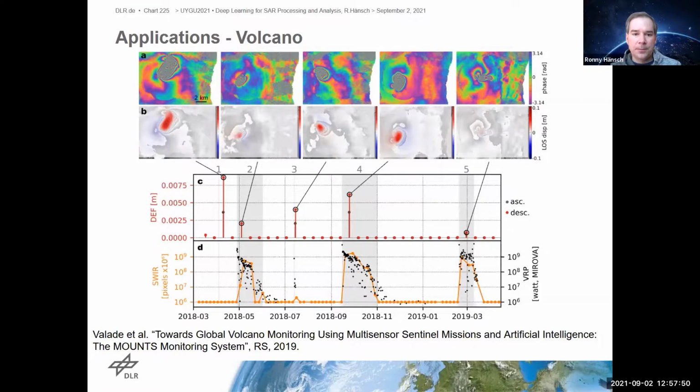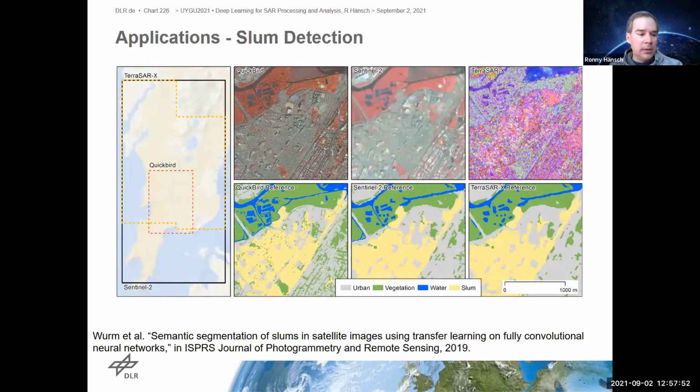And the last example is slum detection. This is a very nice example for transfer learning, because what the people did in this paper was they trained a ConvNet on QuickBird imagery, so on optical images, and then they were transferring it to different sensors, including Sentinel-2, so also optical or multispectral, but also TerraSAR-X, so a SAR image.